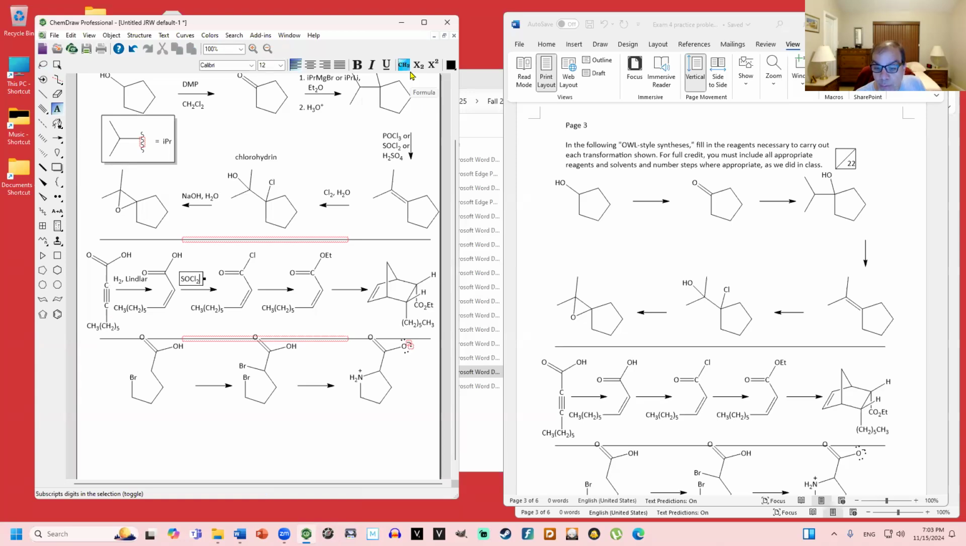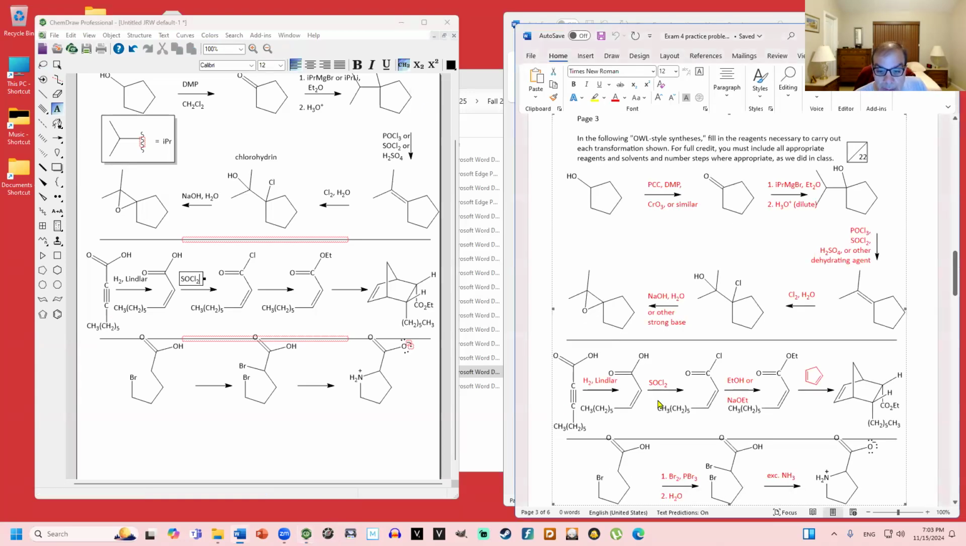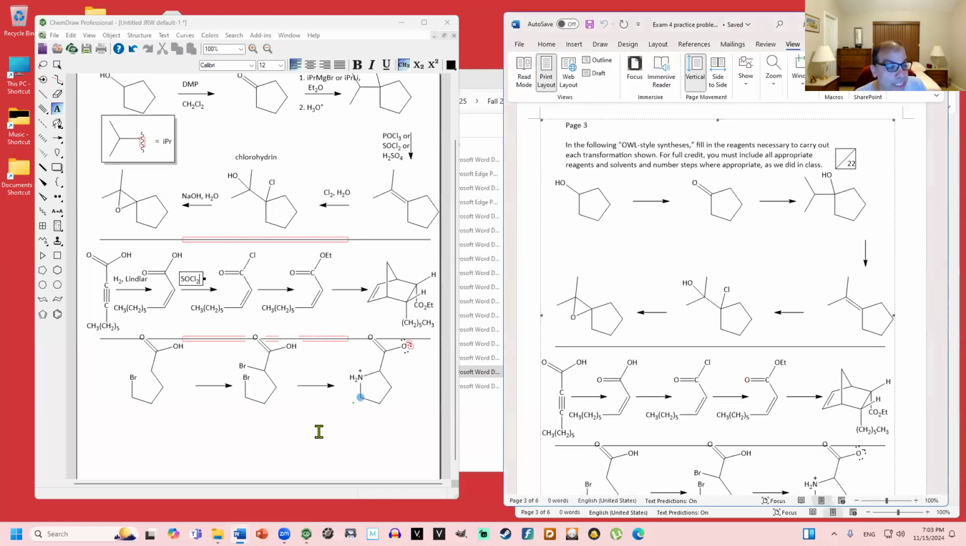Usually with this, we add some kind of mild base like pyridine or triethylamine, but even without, it would still work. And that's what I have in the answer key. Next, we go from the acid chloride to an ester. And we talked about that in chapter 21. In order to go from an acid chloride to an ester, you need to do an alcoholysis. And we would, in this case, use ethanol.